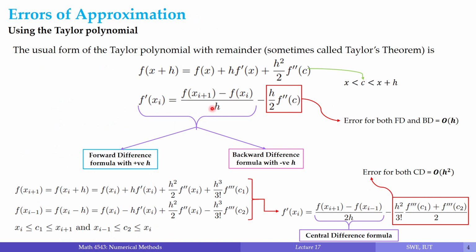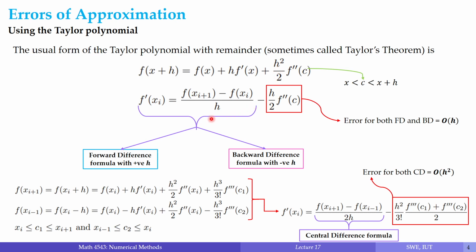Now, if we just substitute h with minus h, what do we get? We end up with the backward difference formula. Just replace h with minus h over here. You should get x minus h, right? And this plus h times f prime x will become minus h times f prime x. And this h squared by 2 term will remain the same, because minus h whole squared and h whole squared is the same thing. It's h squared, because minus 1 times minus 1 is plus 1, right?